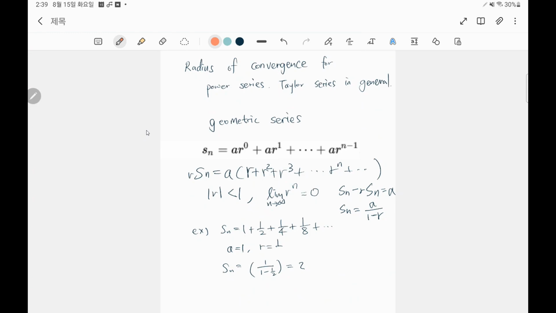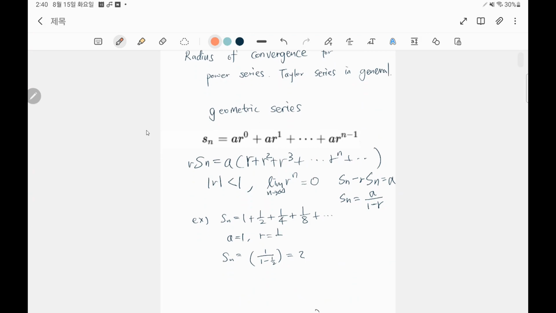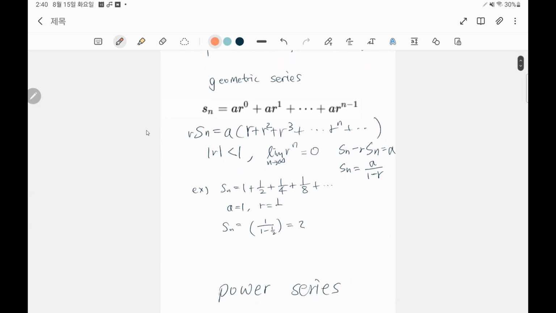Hello, today in this video we are going to talk about the radius of convergence for power series and Taylor series in general. So let's start with the simplest case, which is geometric series. When do these series converge to a finite number and not diverge, blow up to infinity?